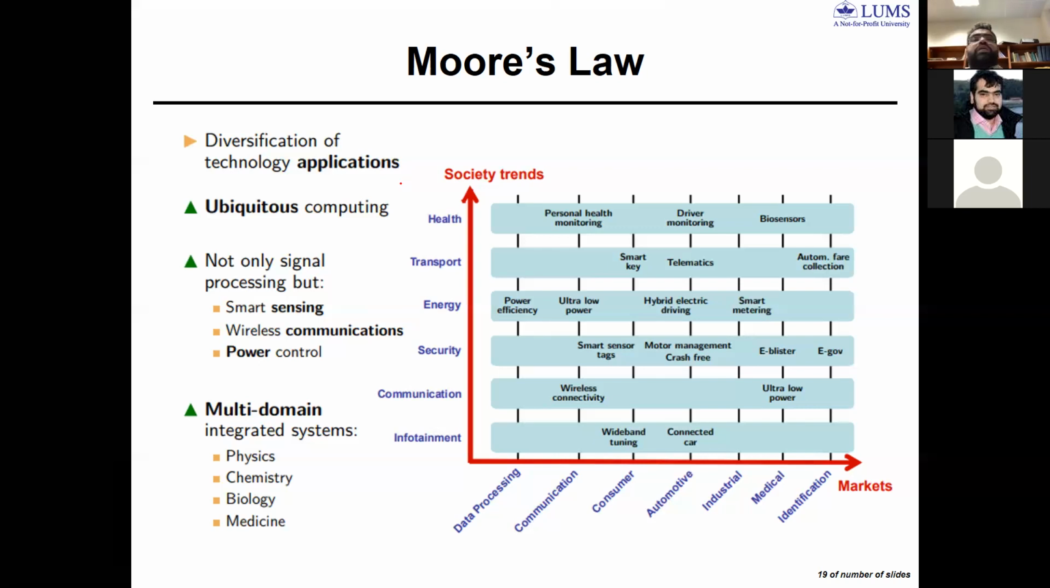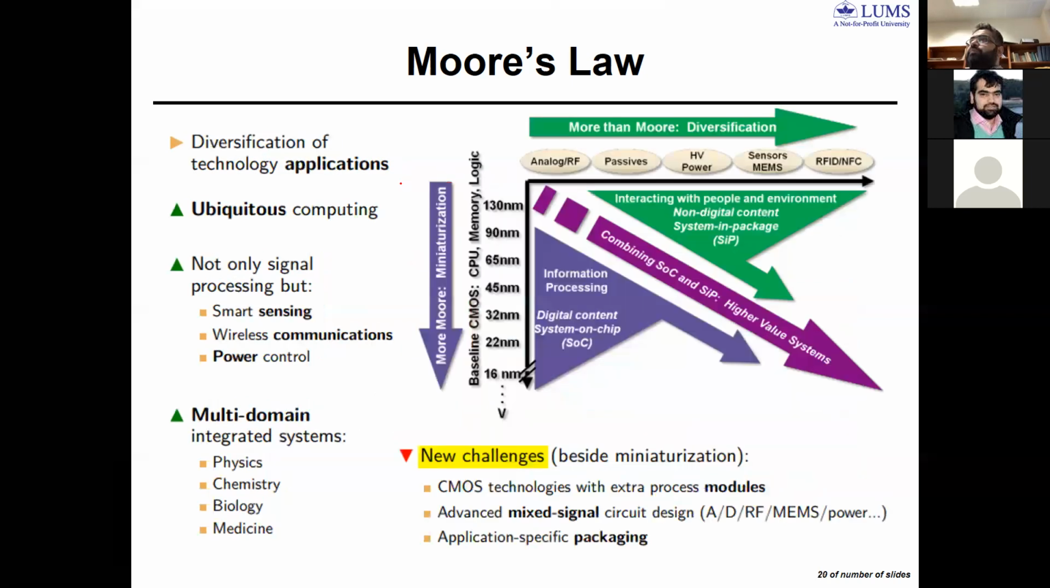So you want smart sensing, wireless communication, and power control, and it's also linked with multiple domains: chemistry, physics, bio. For example, all your biomedical devices, all physical phenomena, your electrode sensing, everything is interlinked, and then you need to do processing. So mathematics comes in. So it's somehow the amalgam which we are having in SSC, it's depicting the same thing.